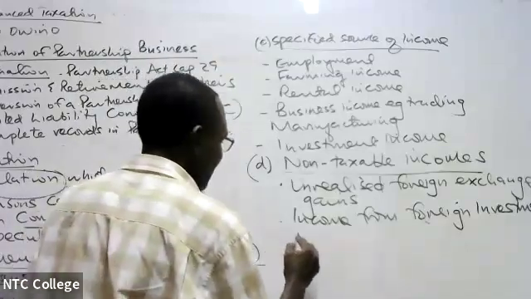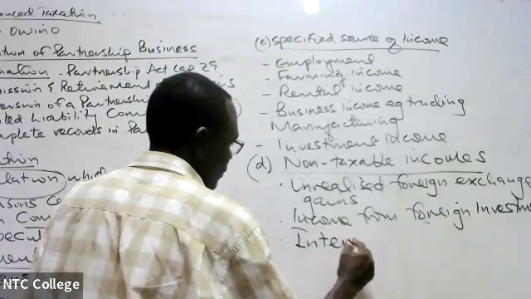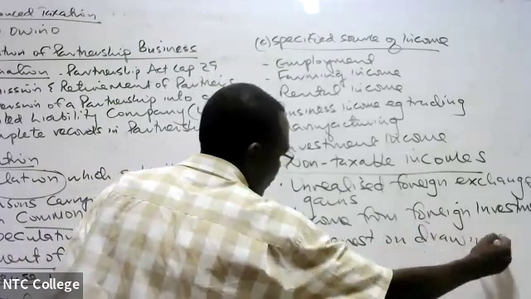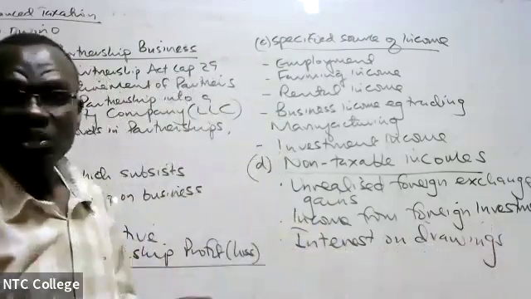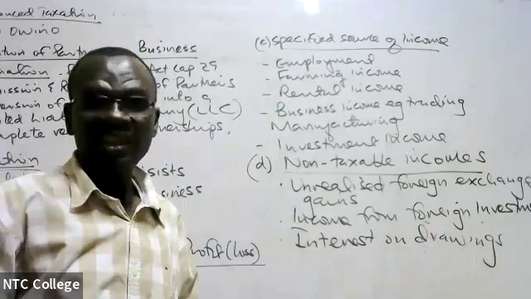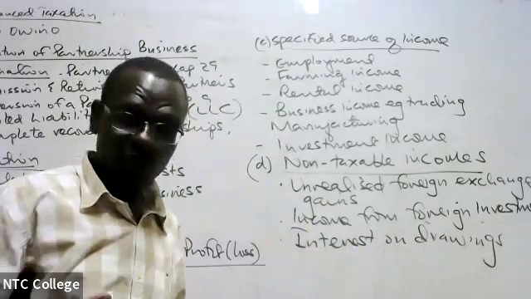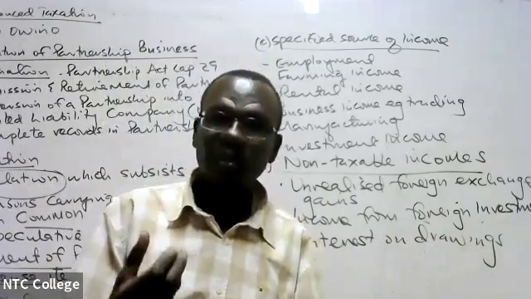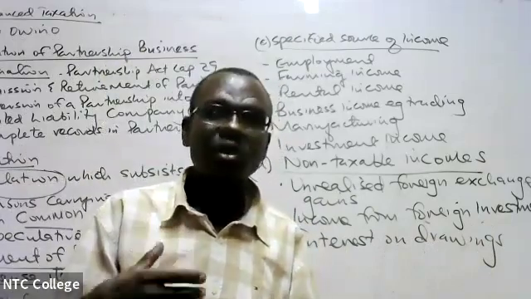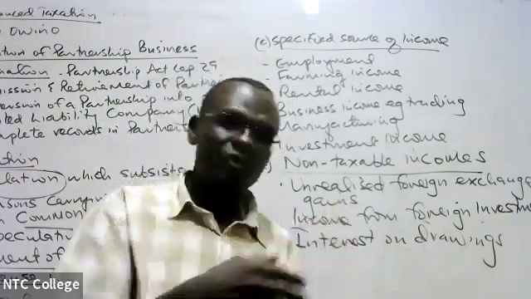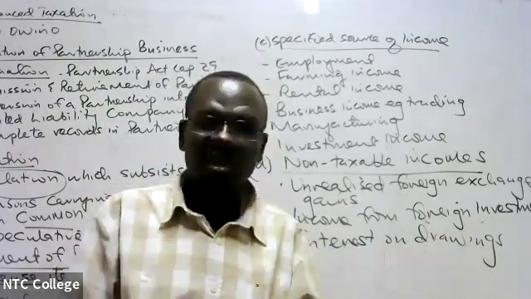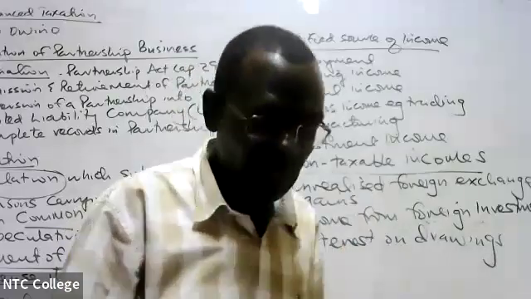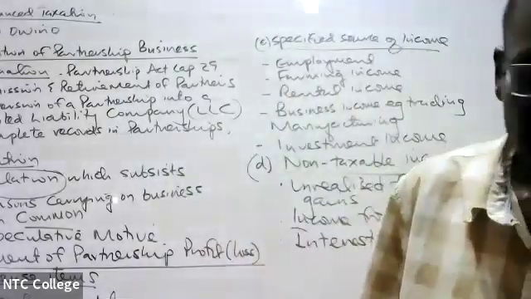Then you have something like interest on drawings. In a partnership, you have an item like this, interest on drawings. Interest on drawings is what they've agreed to charge on cash drawings. If you take cash drawings, you'll be charged interest. But that's not part of trading, so it's not part of trading income. So again, this one is deducted and so on. So we will discuss those results.